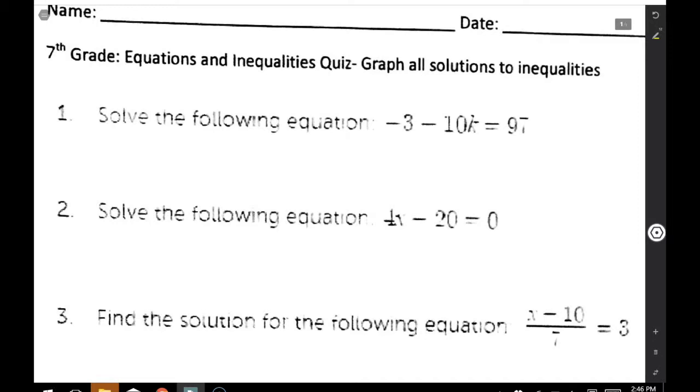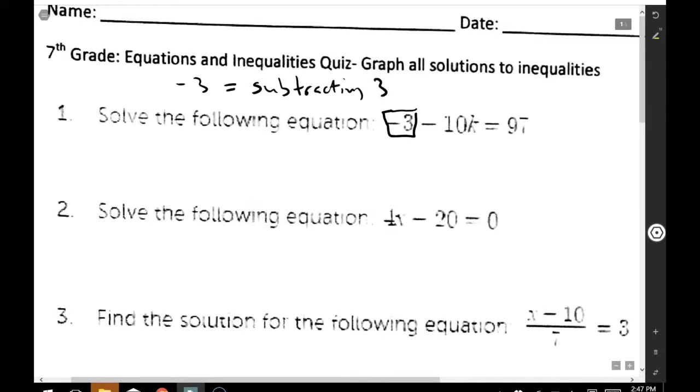Number 1, solve the following equations. -3 minus 10k is equal to 97. So quickly here, I have a -3, which is the same as subtracting 3. Okay, and then what I have here is -10k. This is going back to our rectangles, and then I have a positive 97.